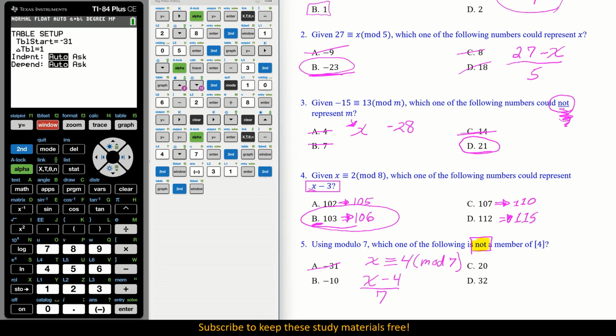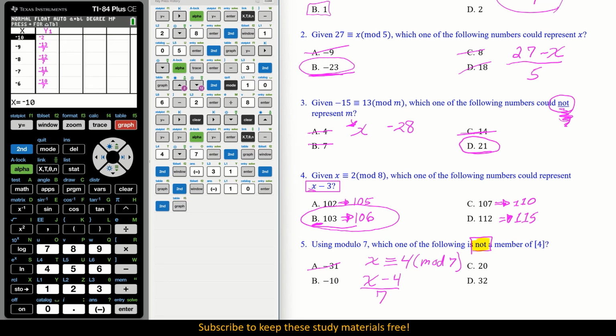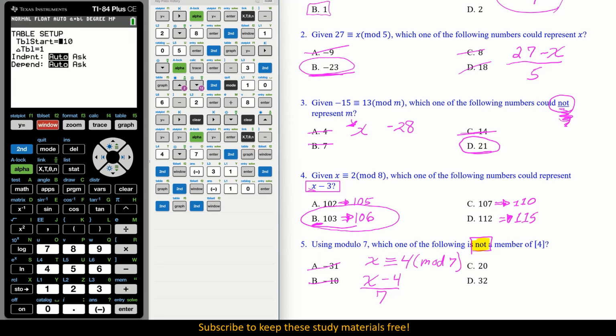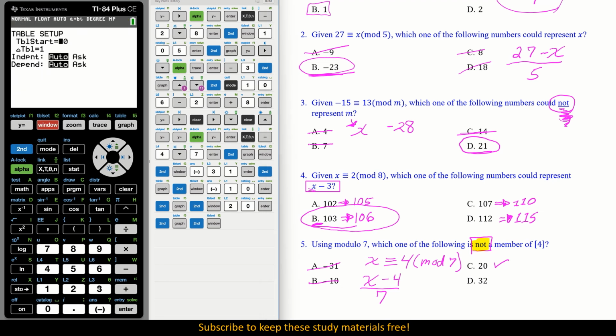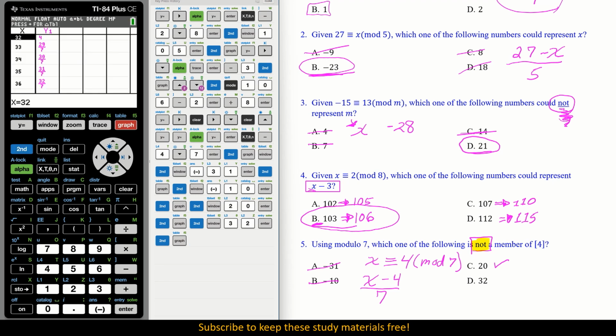So second window and minus 10. Okay, second graph, go back. Oh, that works. Okay, well, let's go to 20. Window, type in 20. Okay, second graph. Okay, 20 doesn't work. It might be it. Maybe. Let's try 32 really quick. Second window, 32 enter. Okay. Second graph. Oh, it works. So I can mark it off and I can say C is the proper option.